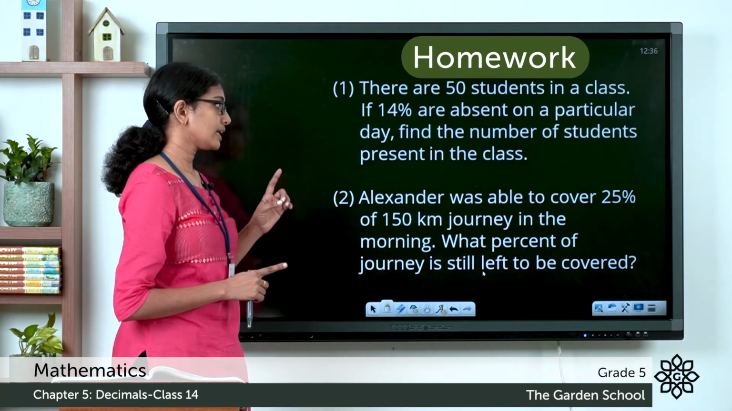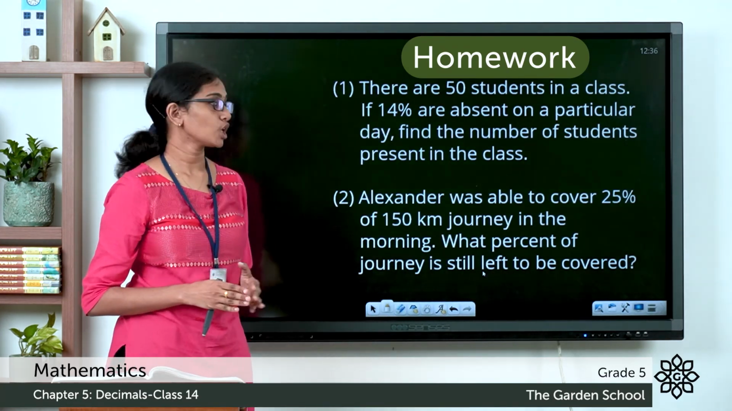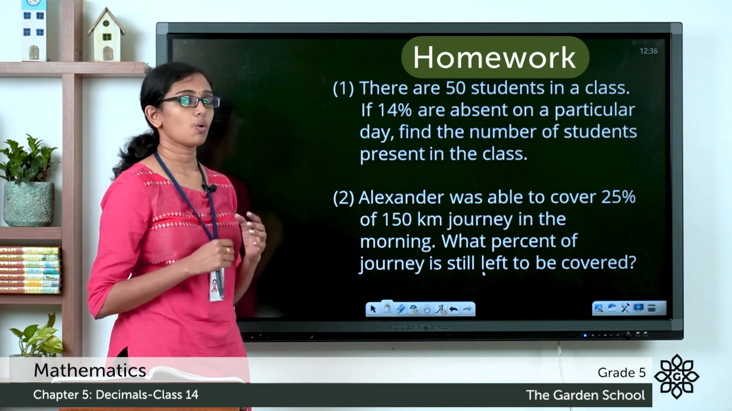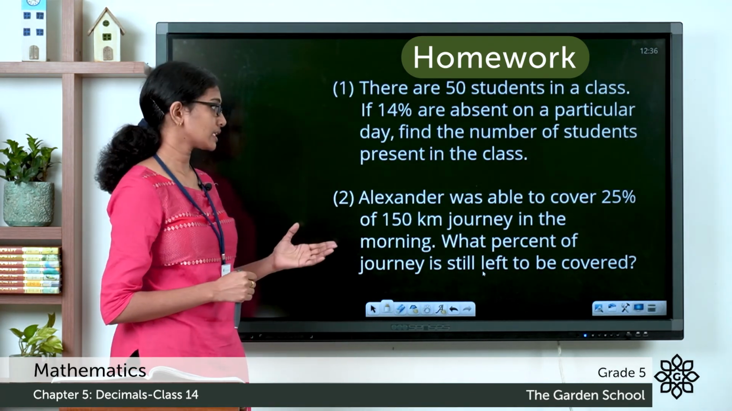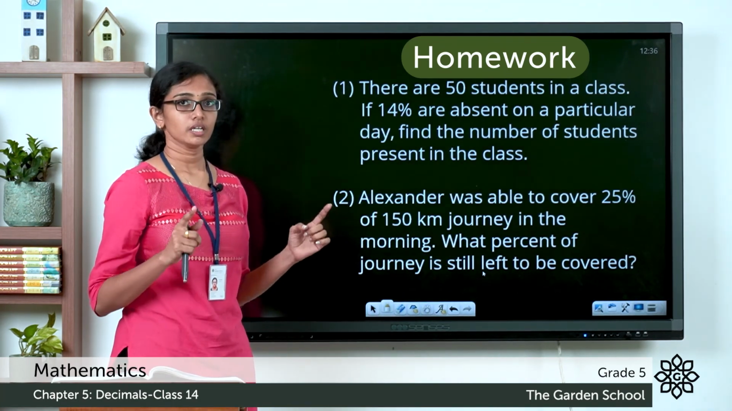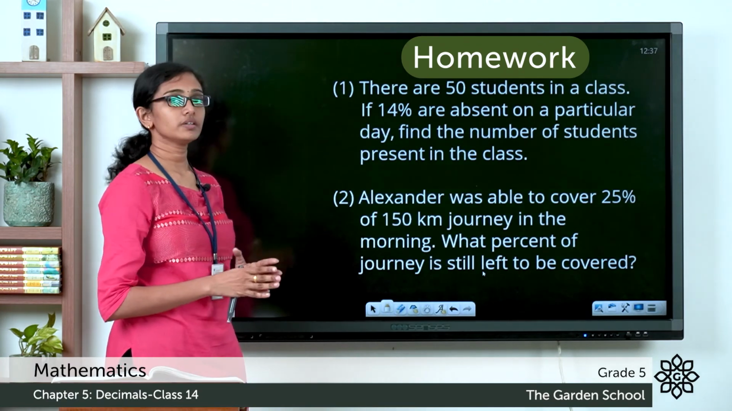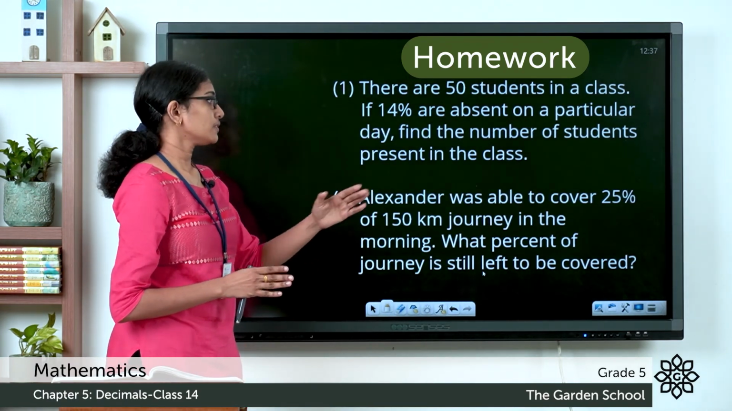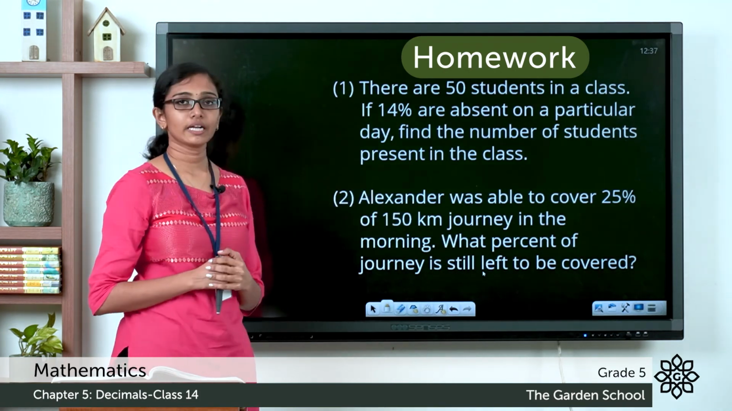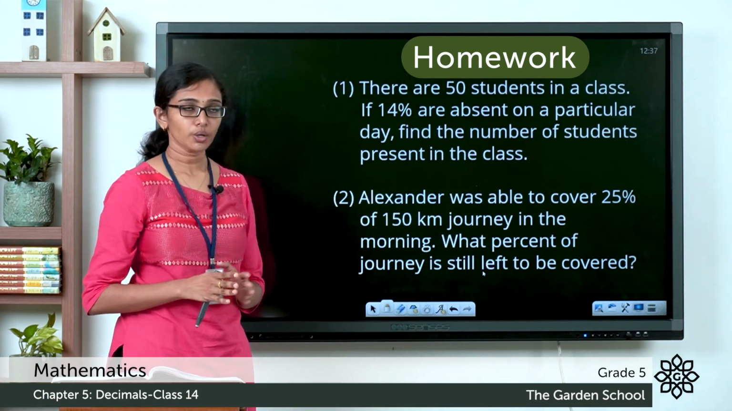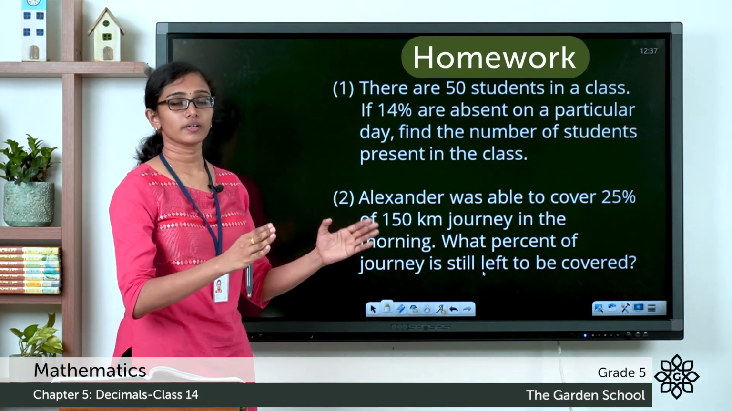Now the second question: Alexander was able to cover 25% of a 150 kilometer journey in the morning. What percent of the journey is still left to be covered? So what is given in the question? There is this journey where the total distance is 150 kilometer and Alexander has already covered 25% of the journey. So that would be 25% of 150 kilometer. Find out what is 25% of 150 kilometer. That would be the distance that he already covered.